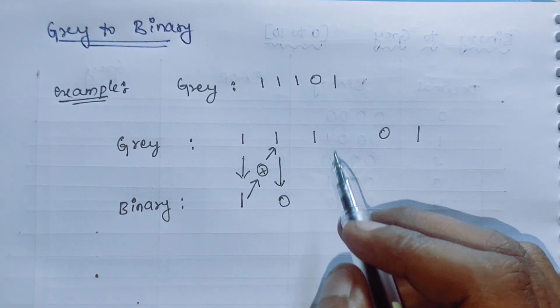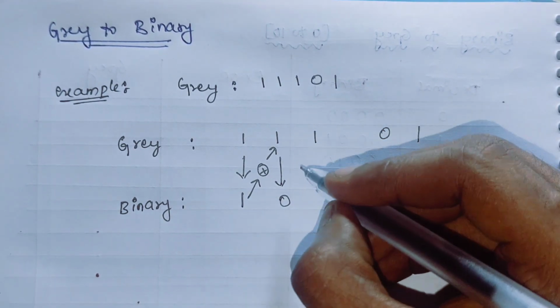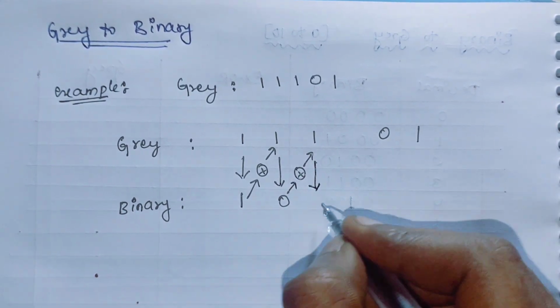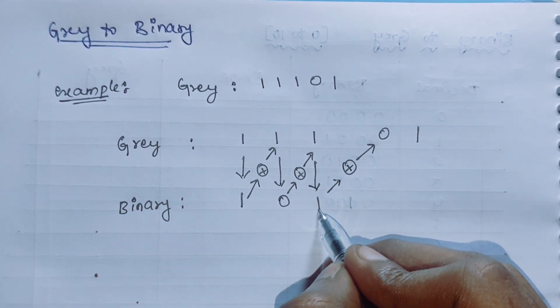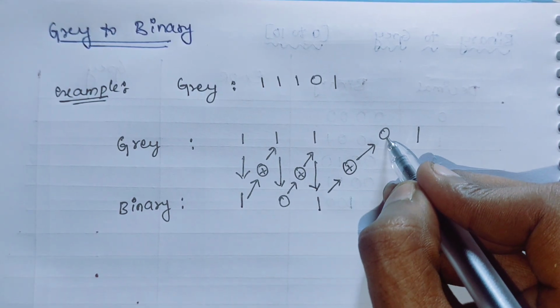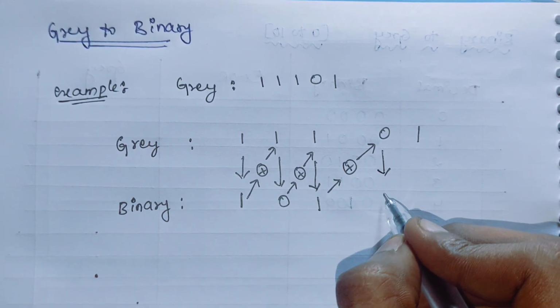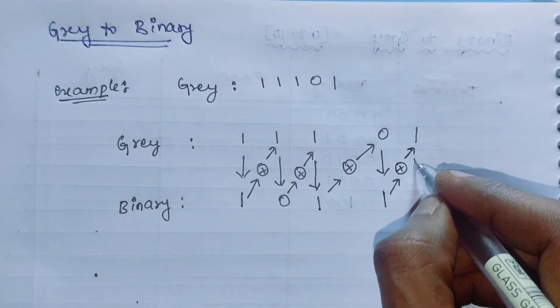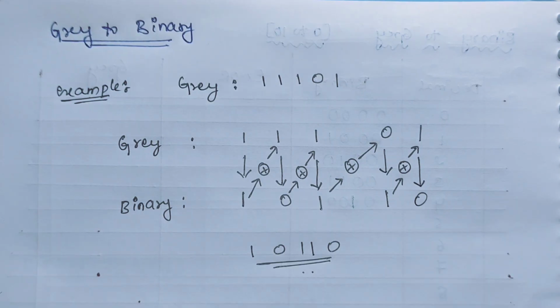For the third number, we should not consider the previous second value of the gray; we need to consider the previous result. So 0 XOR with the third digit, we get 1. For the fourth digit, also follow the same rule. Consider the third result XOR with the fourth digit of the gray to get the fourth result. 1 XOR with 0 is 1. Again XOR this result with the final digit of the gray. 1 XOR with 1 is 0. So the final binary value will be... Let's make a chart from 0 to 10 for this gray to binary, okay?